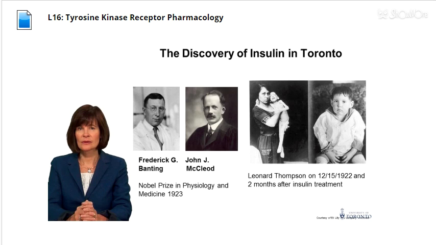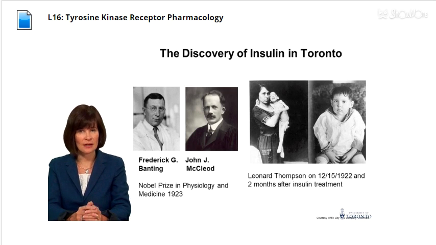In 1889, Oskar Minkowski and Joseph von Mering of the University of Strasbourg, France, demonstrated that removal of a dog's pancreas resulted in diabetes. But it took until the 1920s for 4 scientists working here at the University of Toronto to isolate an extract of pancreas and treat the first patient with insulin. Those scientists were Frederick Banting and his assistant Charles Best, a medical student, working with Dr. James Collip under the leadership of John MacLeod.